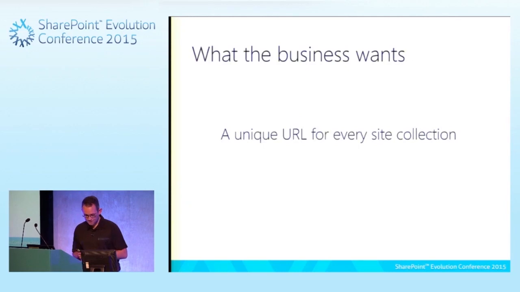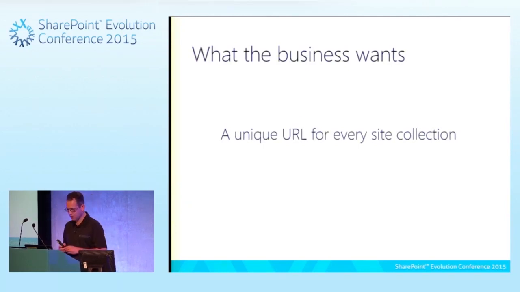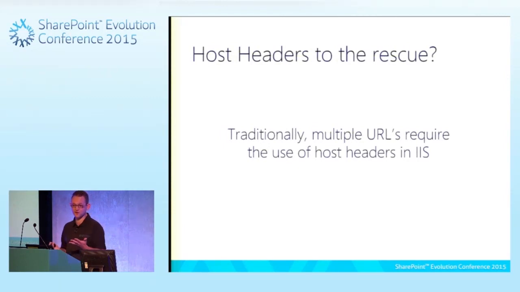Okay. But what the business wants, or many businesses, especially the communications and the marketing department, they really like this stuff. They want a unique URL for every site collection. And what we did in the past was just creating multiple web applications. We want portal.contoso.com, we want intranet.contoso.com, we want other web applications with other websites, or site collections with unique URLs. And the only thing that we could do is create many, many web applications, and then you end up with 35 of them. So that's traditionally what we used.